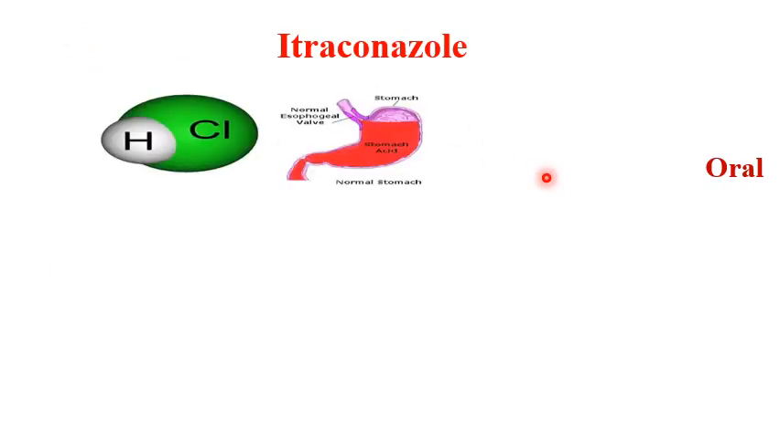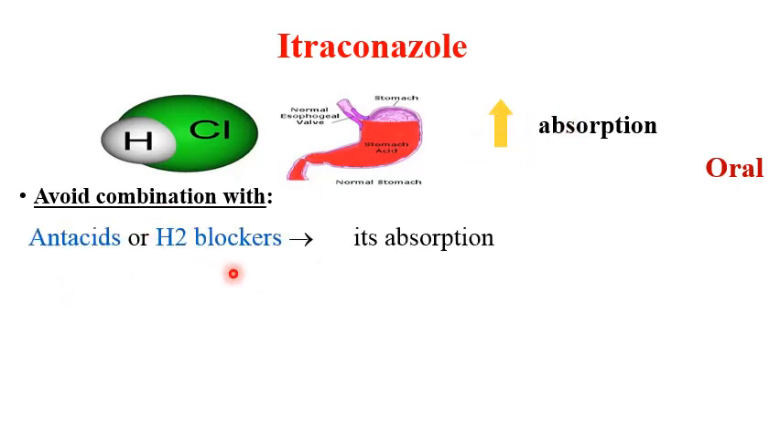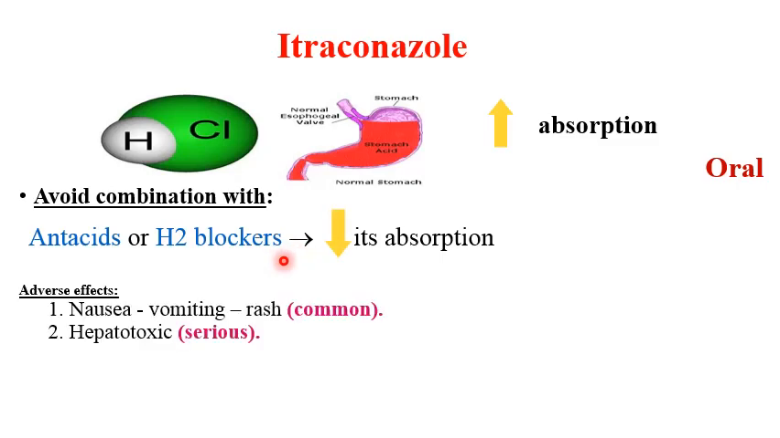The itraconazole is given orally. The itraconazole depends on gastric acidity for absorption. So gastric acidity increases itraconazole absorption, so it cannot be combined with antacids or H2 blockers. It will decrease its absorption. Adverse effects are like any azoles, but with variable degree, less than ketoconazole. Also, it will cause nausea, vomiting, rash, and hepatotoxicity.